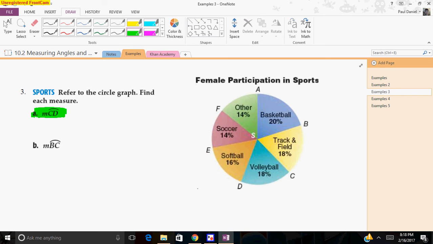But if you look right here, they're just asking for the measurement of CD. Alright, so the measurement of the arc CD is right here, and that measurement is 18 degrees. They gave it to me. The next one they're asking me for is BC. Alright, and then that measurement is also 18 degrees. So it turns out arc CD and arc BC are congruent arcs because they're arcs that have the same measurement in the same circle.